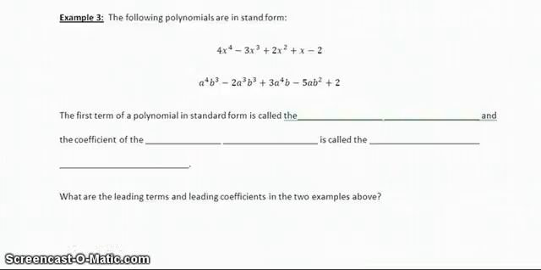Let's look at example 3. I have two polynomials here that are both written in standard form, meaning the degrees of my exponents descend from the left to the right. The highest is listed on the left and the smallest on the right. So if we look at my first example, 4x to the fourth minus 3x cubed plus 2x squared plus x minus 2.